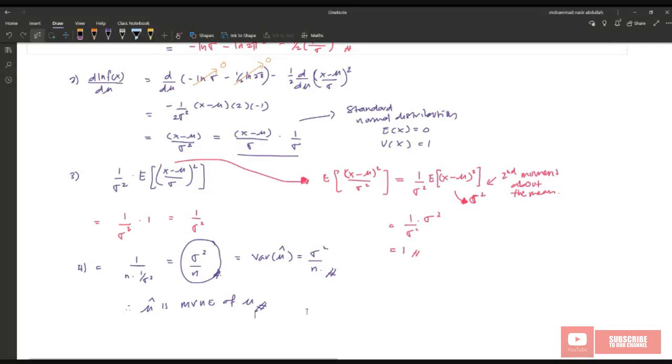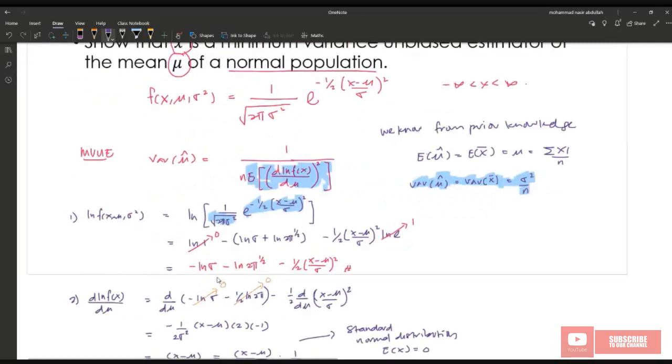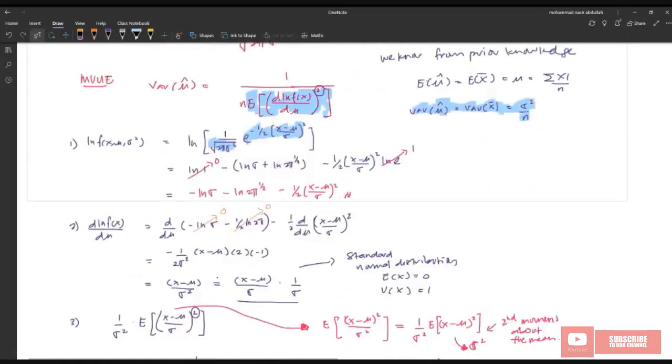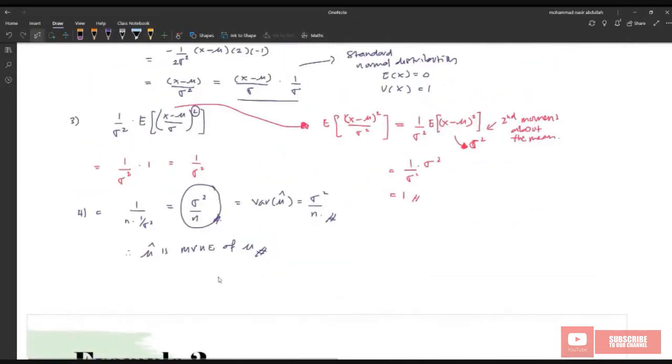Step number 3. So what's going on in step number 3? Apa yang you tak faham? Kenapa? Okay, because sebab kita akan squarekan the expected value. If you look at the formula, the expected of kita squarekan the derivative of ln fx, right? Nampak tak? Square dekat sini. So that's why we square the expected of x minus mu divided by sigma. So you square, you will get this one.